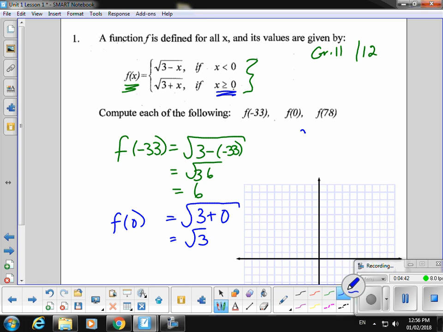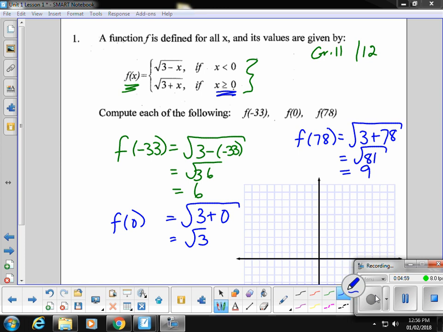Lastly, f at 78. Same idea, it's in the second half of that piecewise function. I shouldn't say half, it's bad for 3 plus 78, which is the root of 81, which is 9.